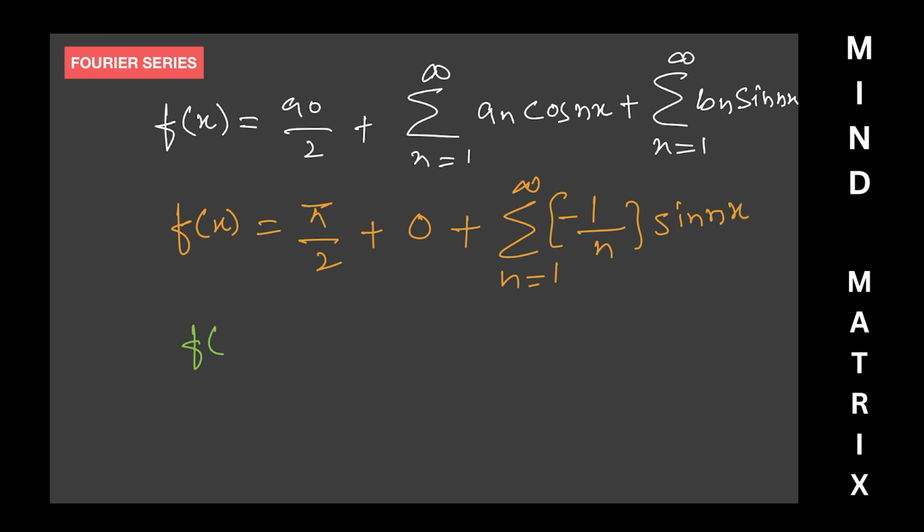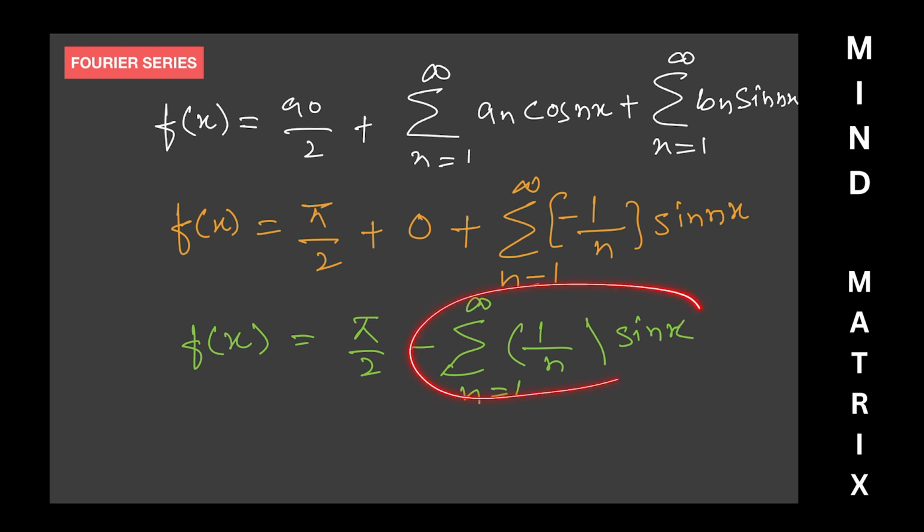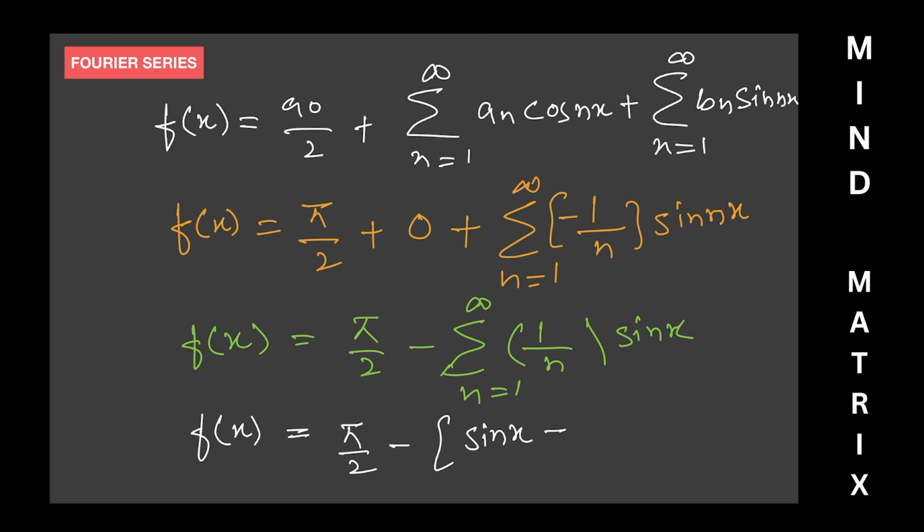When we further solve this equation, we have f of x equals pi by 2 plus summation n equals 1 to infinity. Let's take this minus out of the bracket. So we have minus 1 over n sin nx. Let's expand this. So we have f of x equals pi by 2 minus, when we put n equals 1, we come up with sin x. Similarly, when we put n equals 2, we'll have sin 2x over 2, and when we put n equals 3, we will have sin 3x over 3, and so on. This is the required answer of this question.